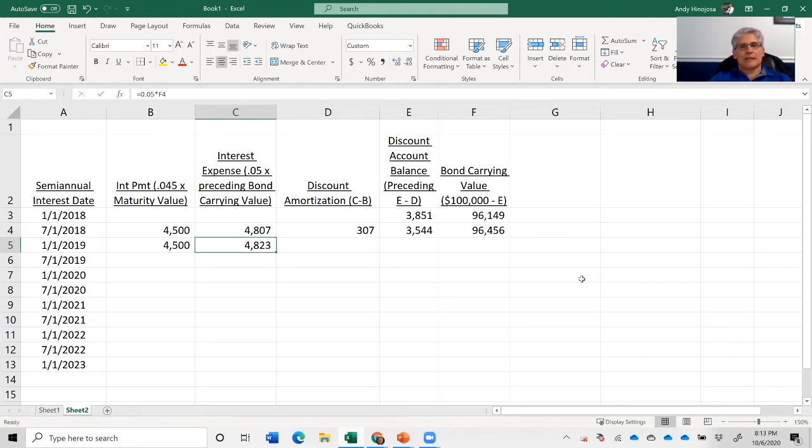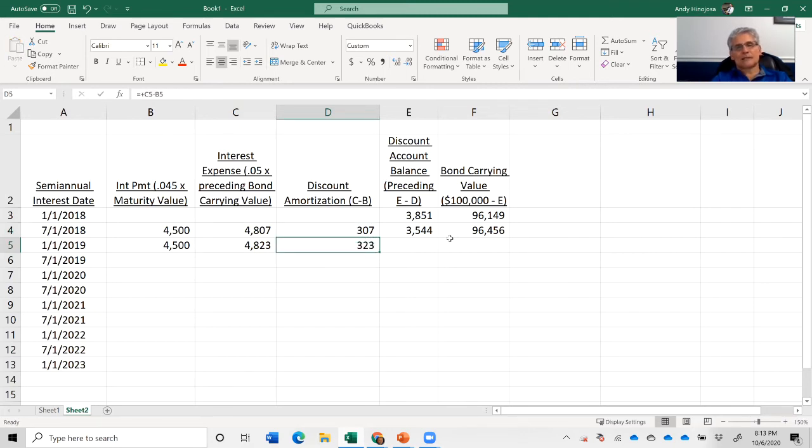We're going to take $96,456. That's the preceding bond carrying value, and we're going to multiply it by 0.05. That comes up with $4,823. The discount is going to be computed the same, C minus B. That gives us 323.